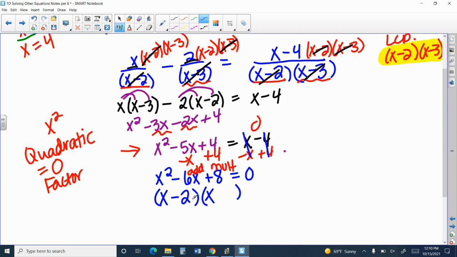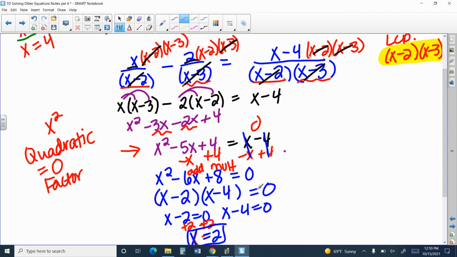2 and 4, and they would both have to be negative, negative 2 and negative 4. So these are my factors, x minus 2 and x minus 4 equals 0. Then I set each factor equal to 0 and solve each equation. So x minus 2 equals 0, I add 2 to solve, and I get x equals 2. On this one, I add 4 to both sides, and we get x equals 4.